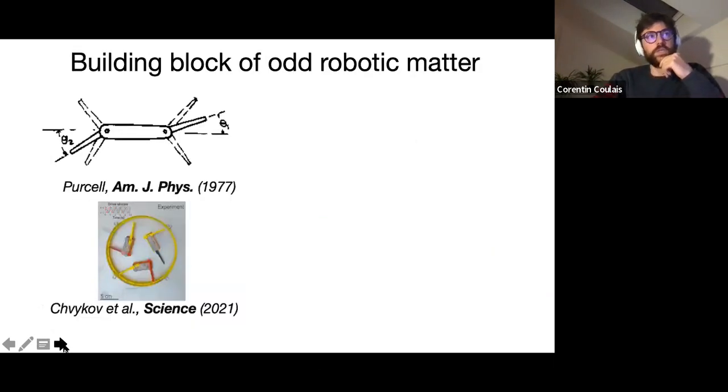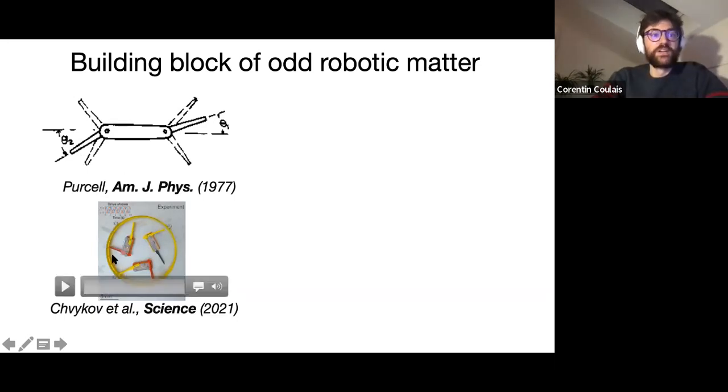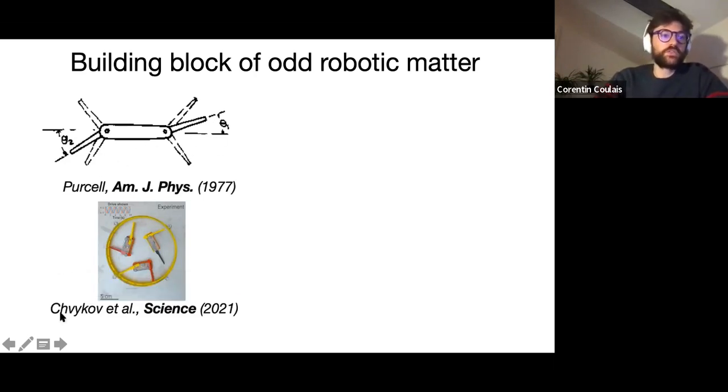And to do this, I'm going to introduce odd robotic matter, so materials that are made of robots instead of atoms. And the inspiration really starts from people who wanted to study animals and locomotion of animals. And you may know this nice work of Purcell in the 70s, who was interested in swimming at low Reynolds numbers. And what he postulated is that the simplest swimmer that can swim forward in low Reynolds numbers needs to have 2 degrees of freedom, because only with 2 degrees of freedom you can break time reversal symmetry and reciprocity.